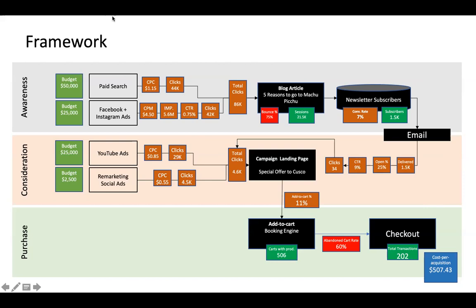Professor, I had a question on the consideration stage, especially concerning the total clicks. If you look at the total clicks that you gain from the YouTube ads and remarketing and add the total, how did you come up with 4,600 clicks? Shouldn't it be more?